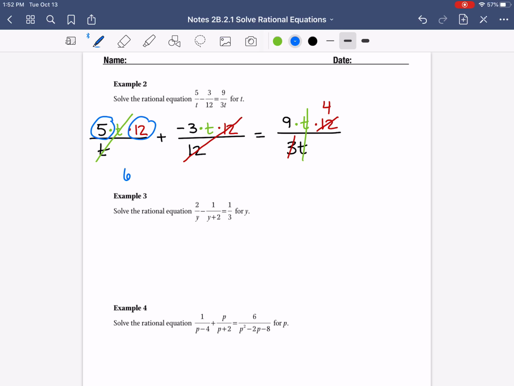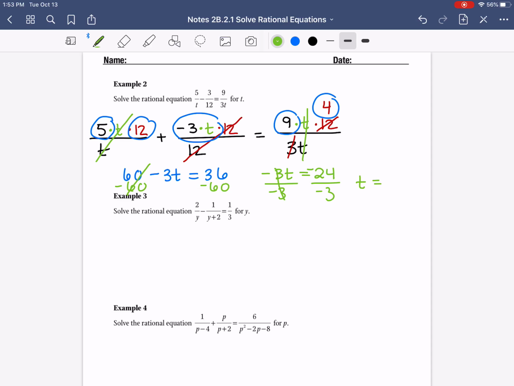Now I'm just going to go ahead and solve this. I look at it and there's no exponent, so I can just solve it like normal. I'm going to subtract 60 on both sides. I get negative 3t equals negative 24, I'm sorry, because negative 60 plus 36. And then I just divide both sides by negative 3. And I get t equals negative 24 divided by negative 3 is 8.